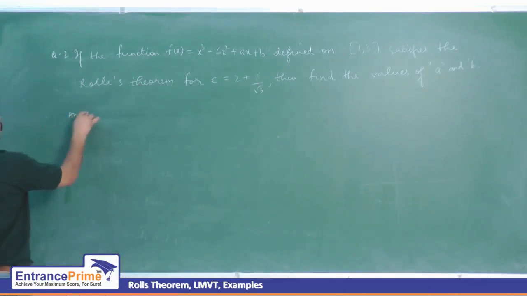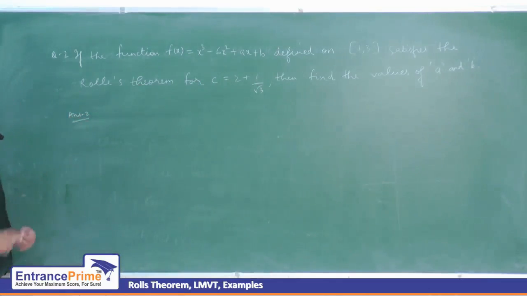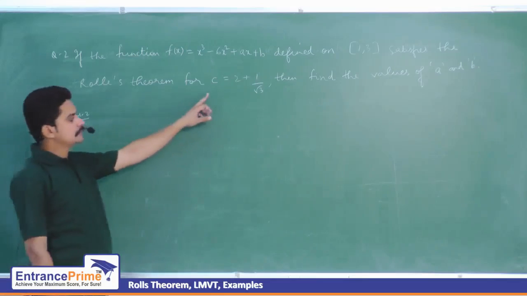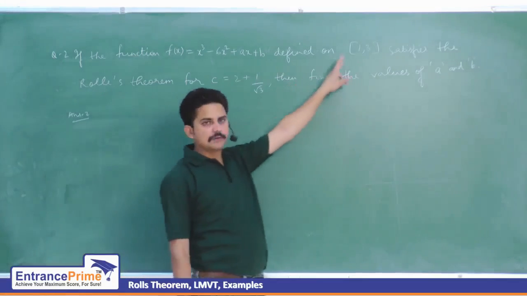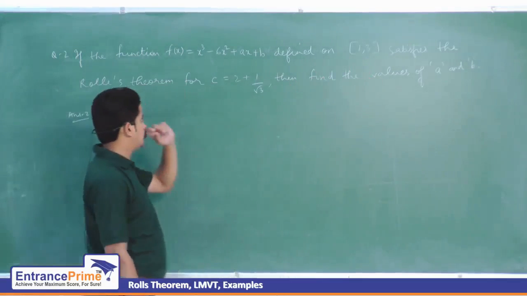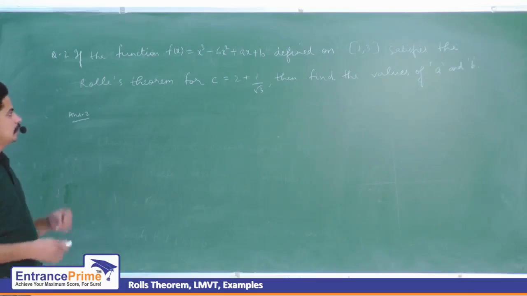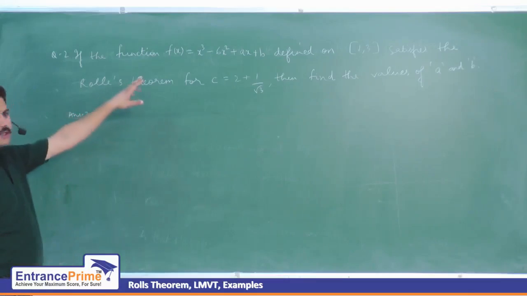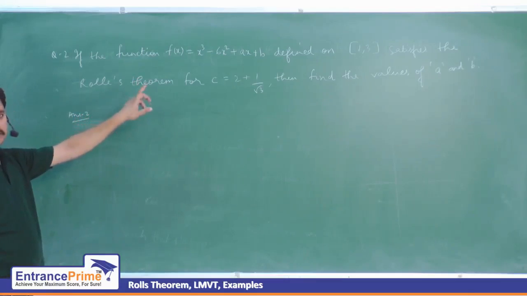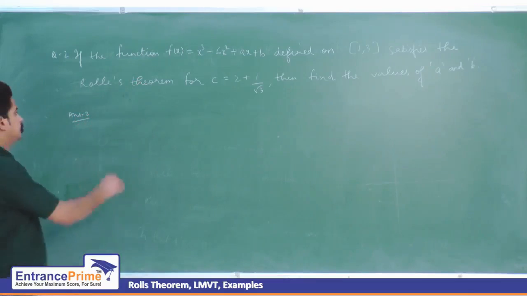So since it is a cubic polynomial, obviously it is continuous and differentiable in the given interval. Now it is also given that it satisfies Rolle's theorem for c. c is the value which lies between 1 to 3. That means for this value of c, the derivative will become equal to 0. And also since the given polynomial satisfies Rolle's theorem, f(a) must be equal to f(b), and a is 1 and b is 3.